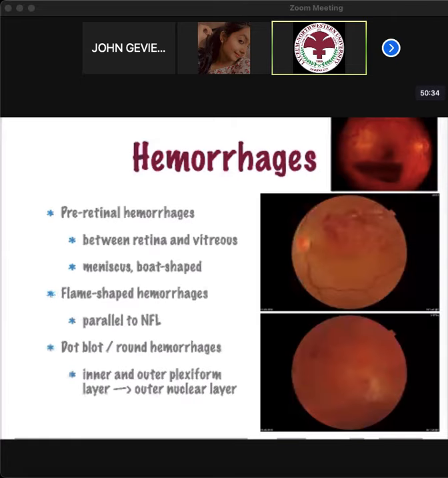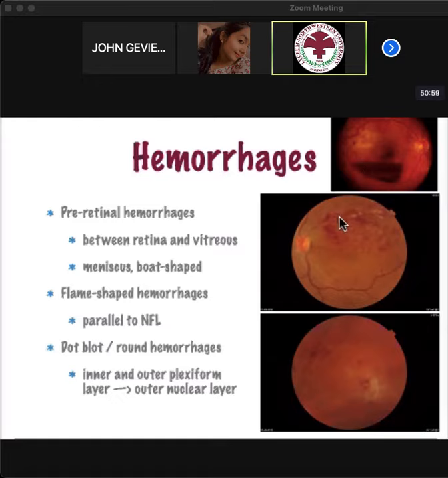Hemorrhages. There are different types of hemorrhages in the retina. The topmost picture here is your preretinal hemorrhage. The location is between the retina and the vitreous. So it's usually boat-shaped, or we term this a meniscus sign.